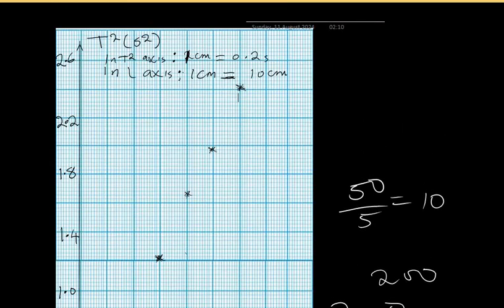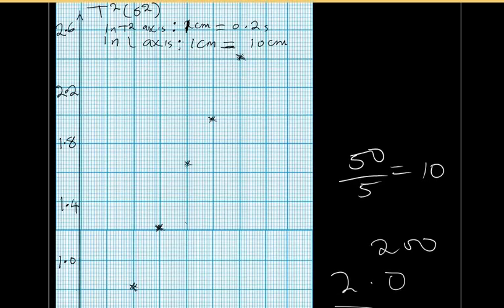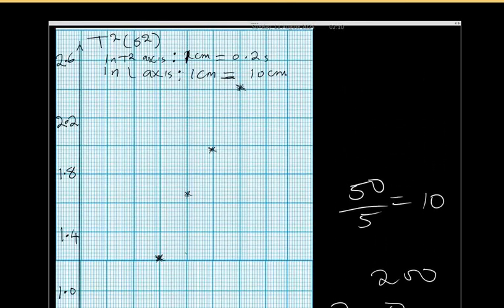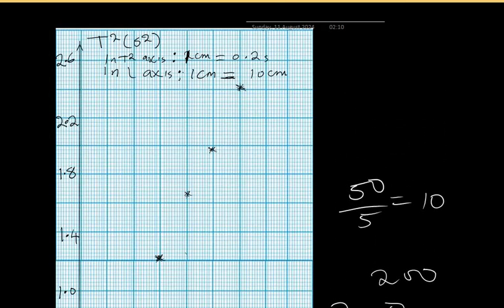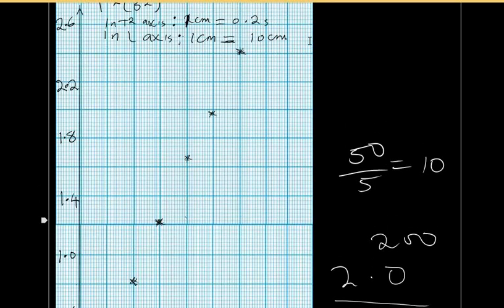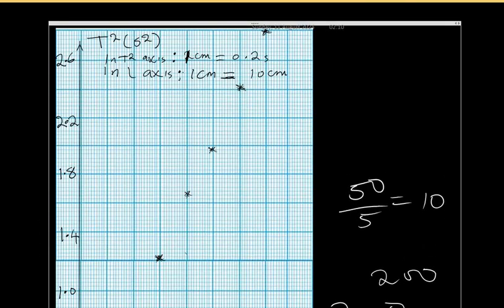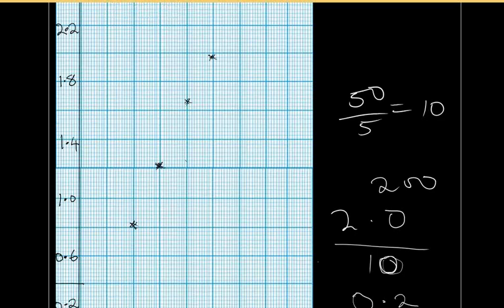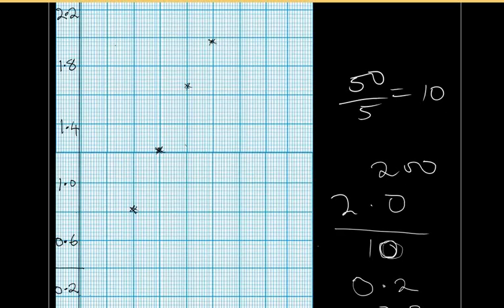Okay, I think this is 2.8. So just somewhere around there. I'm just going to put that around just here. So it looks close to a straight line graph. Of course, you're not going to have a perfect straight line graph. So what you have is a line of best fit. So just join the line.